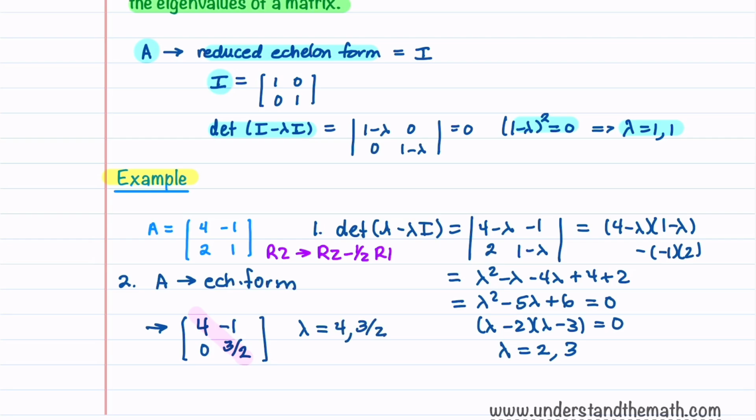The eigenvalues of matrix A were 2 and 3, and the eigenvalues of an echelon form of matrix A were 4 and 3/2. These eigenvalues are not the same, and that's because row reduction generally changes the eigenvalues of a matrix. Be sure to check out the next video in this series, where I'll teach you all about how to diagonalize a matrix and raise a matrix to a power.